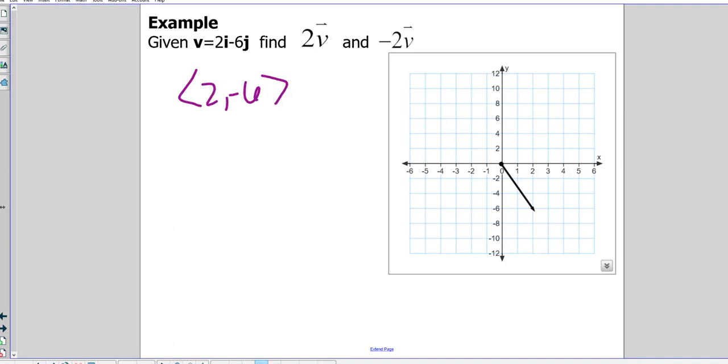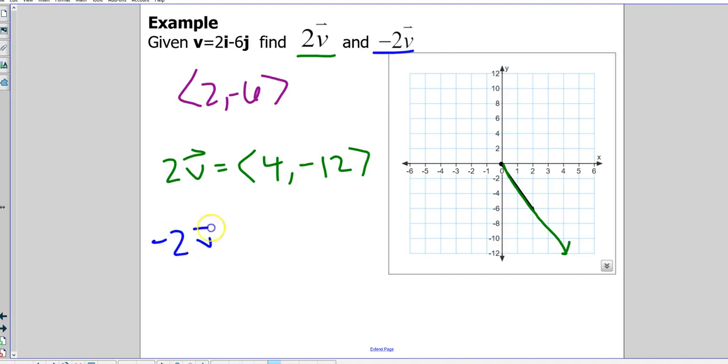So what would 2 times v be? Yeah, so what would my answer be? Right? If I were to plot that for -12, see how I just lengthened it by a factor of 2, right? And then -2v will be -4 comma positive 12. So it'll be twice the length of my original, but in the opposite direction.